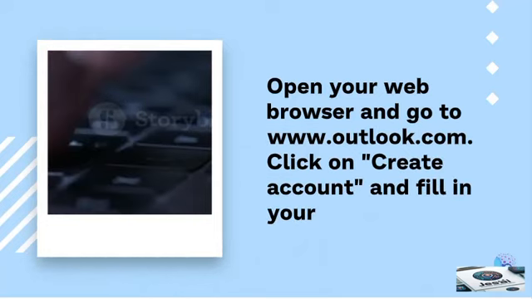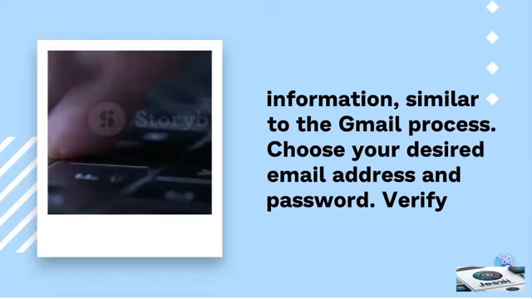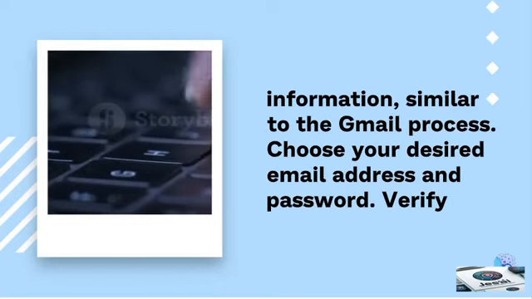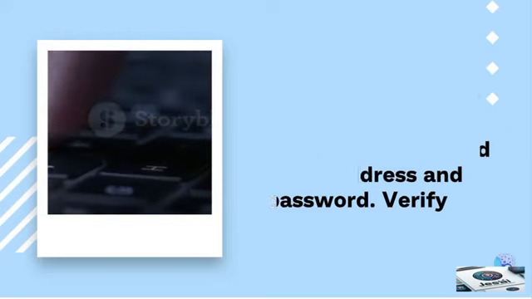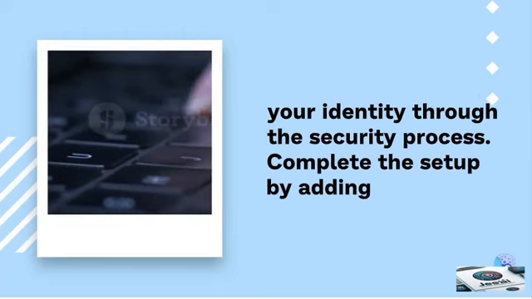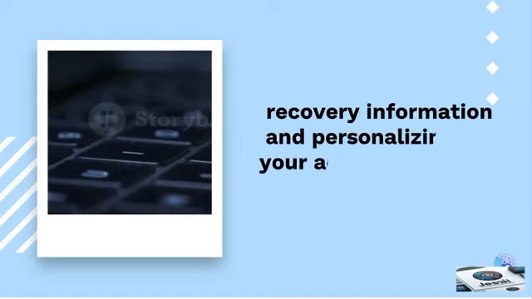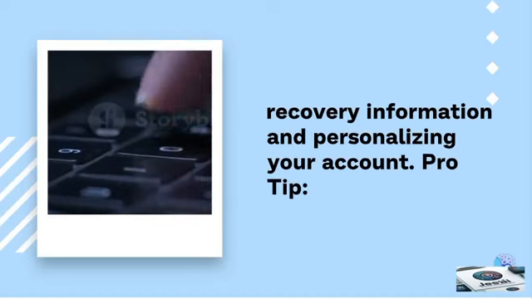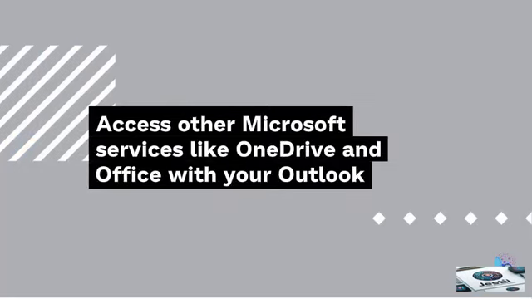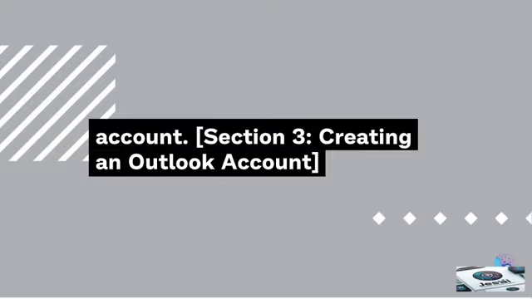Step-by-step guide. Open your web browser and go to www.outlook.com. Click on Create Account and fill in your information. Similar to the Gmail process, choose your desired email address and password. Verify your identity through the security process. Complete the setup by adding recovery information and personalizing your account.